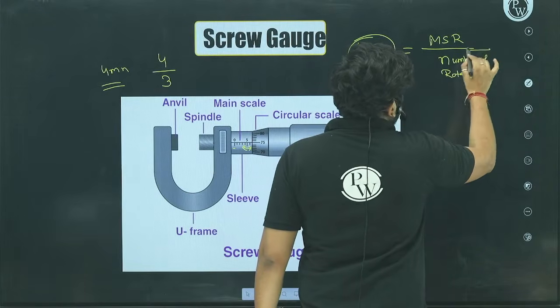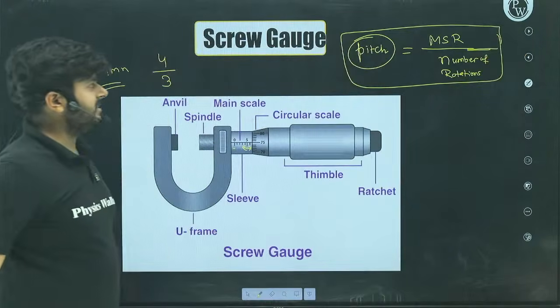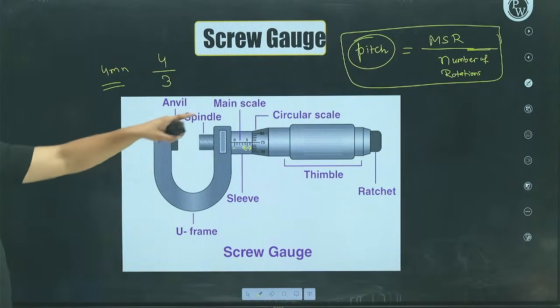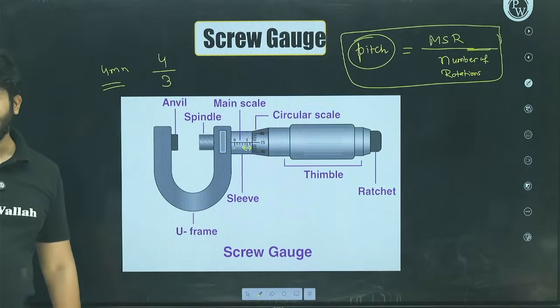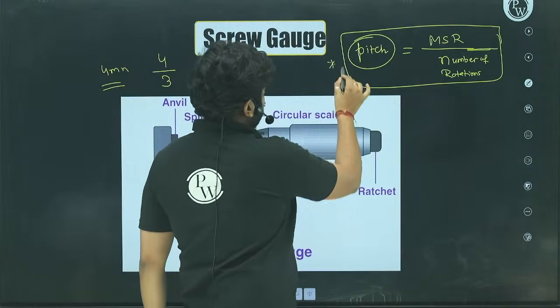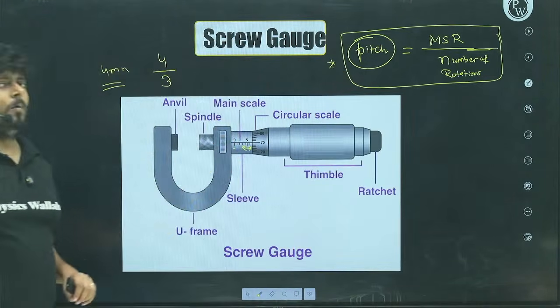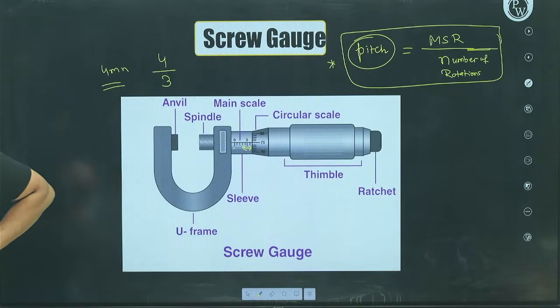All right. I believe the idea is very, very clear. This is how you define the pitch: main scale reading upon the number of rotations. I hope the idea is very, very clear, right? Okay, once you have calculated the pitch, now you can talk about the least count of the screw gauge. What could be the least count of a screw gauge?